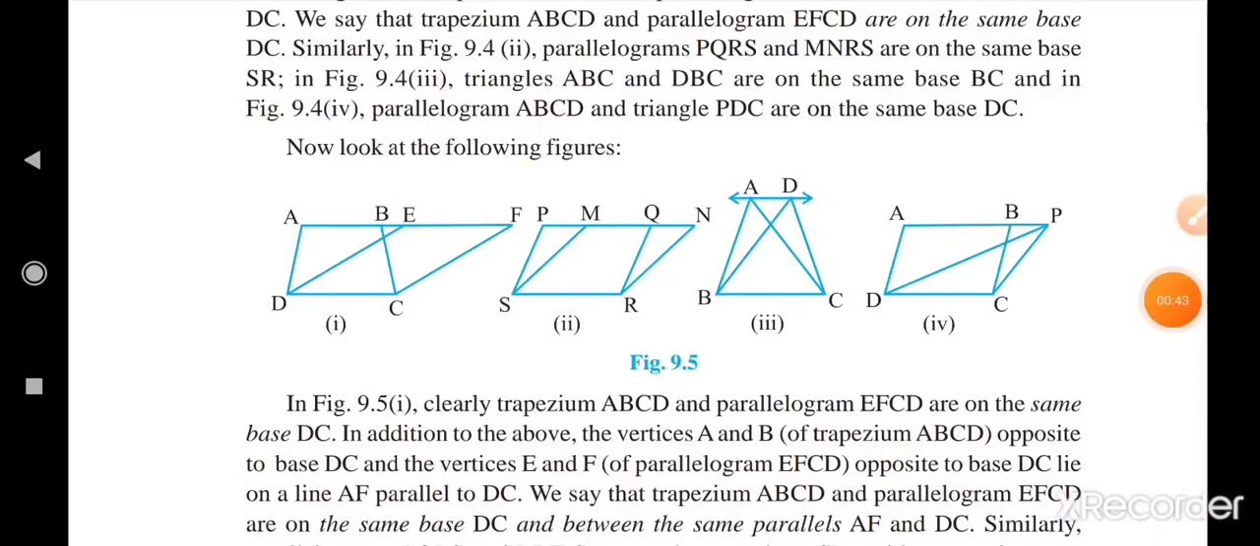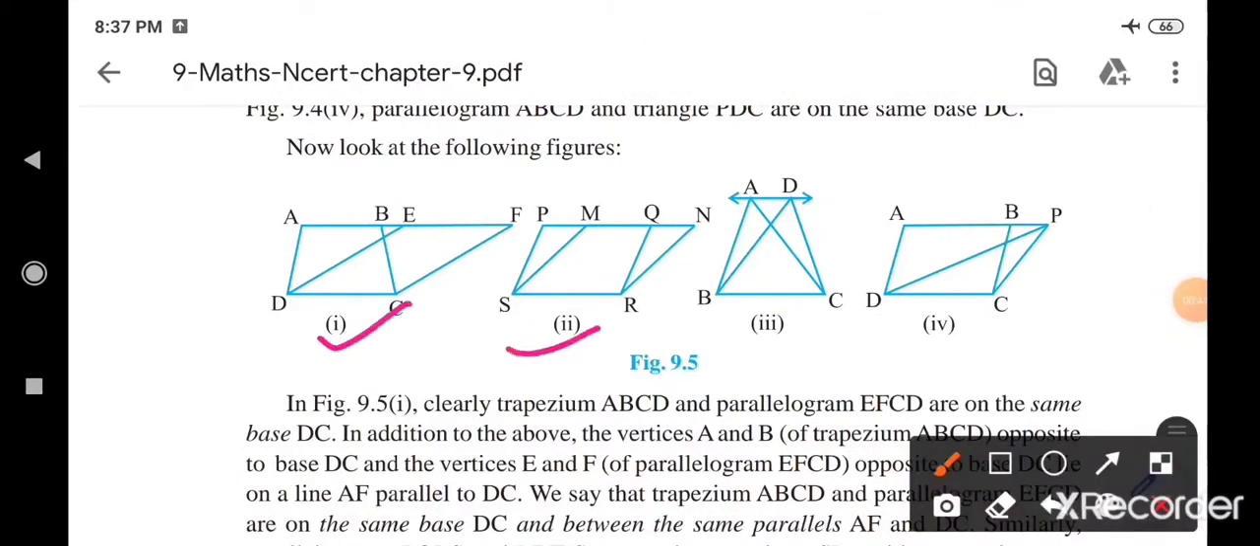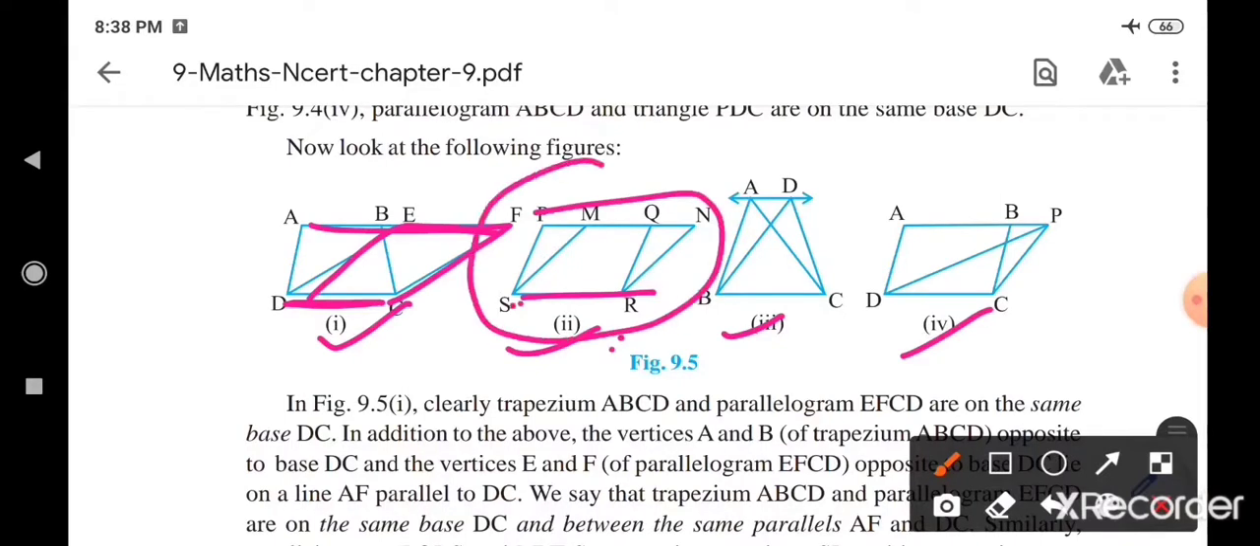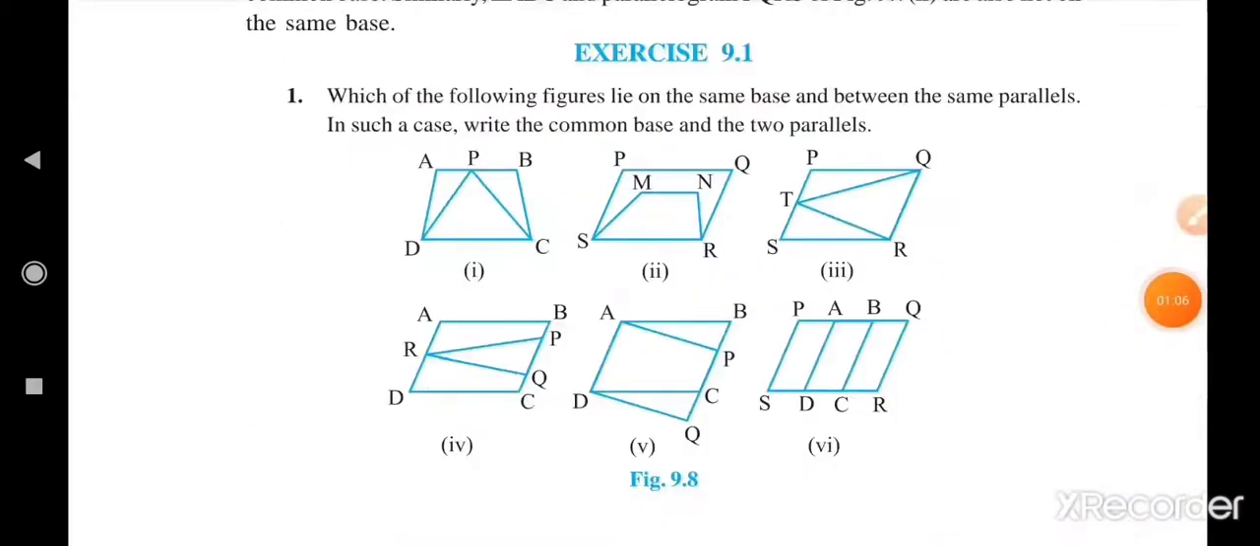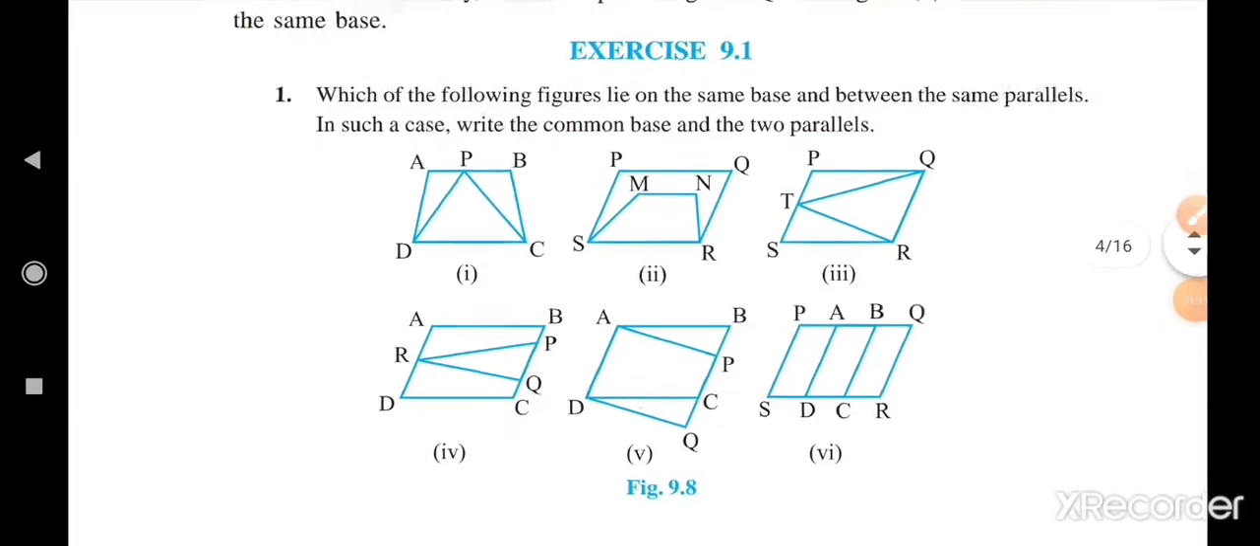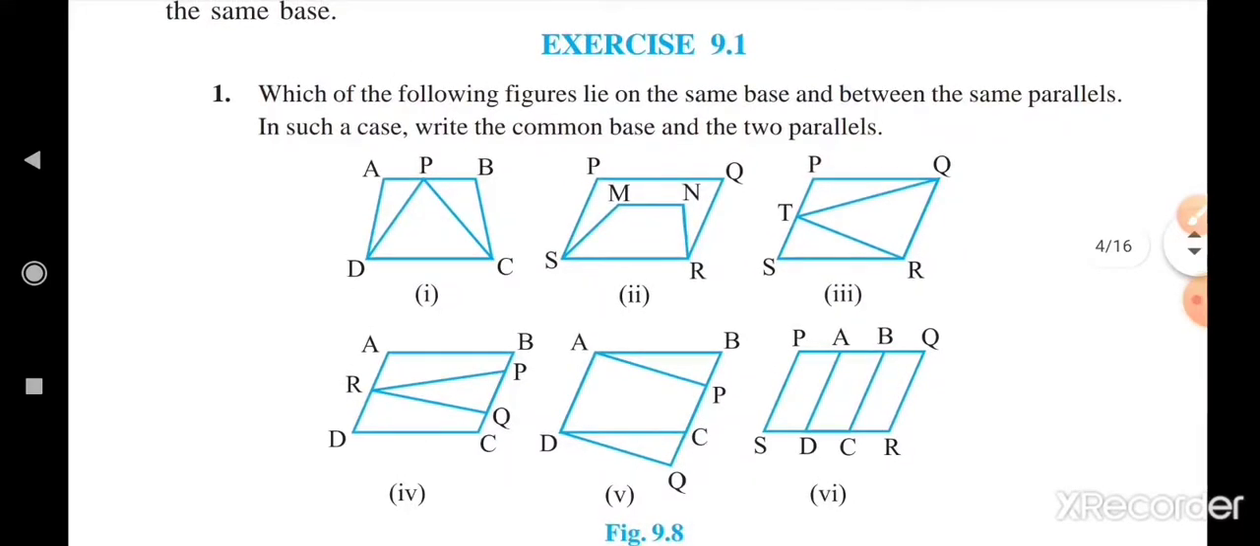Now in all these figures, you can see that the figures have the same base but lie between the same parallel lines. You can see there are two parallelograms, PQRS and MNRS. Both the parallelograms lie on the same base and between the same parallel lines. On the basis of the above, you have to answer the questions of this exercise.